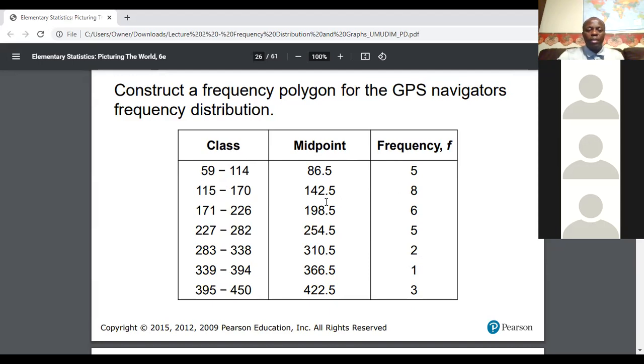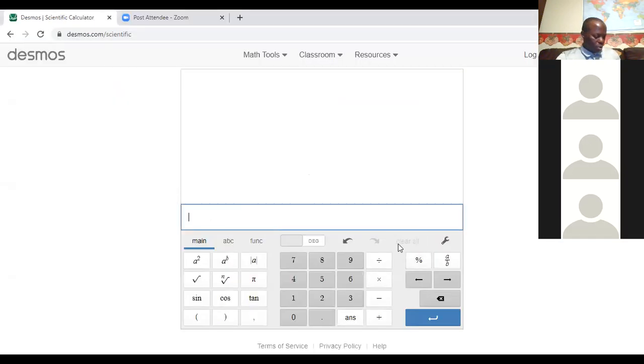Now, I want to show you something here. The class width, let me write this down: 142.5 minus 86.5. I'm going to show you in the calculator.